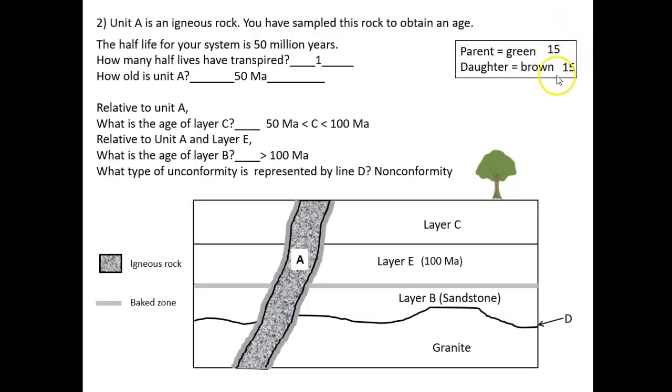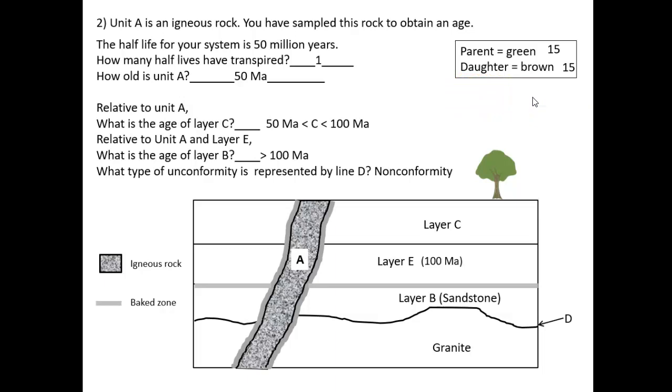So that means that all of these 15 that are now daughter did not exist. They were parent, but they turned into this over geologic time. So we have to take these 15 and add them back to this to get our starting point, which would be 30 parent and 0 daughter.